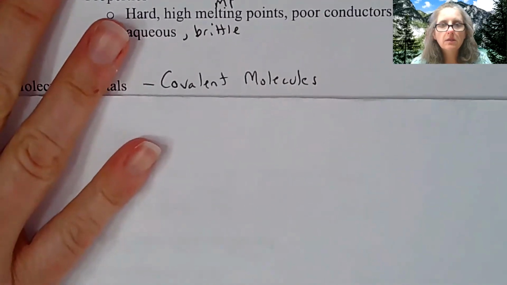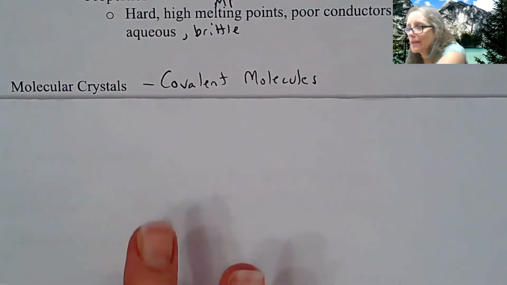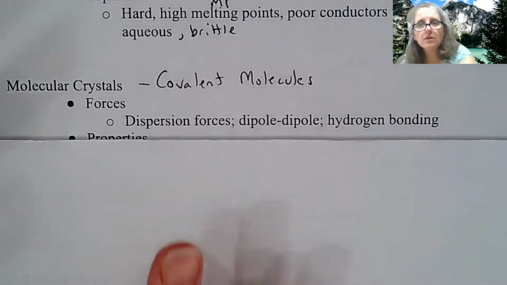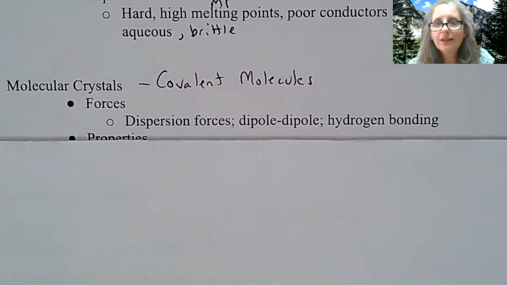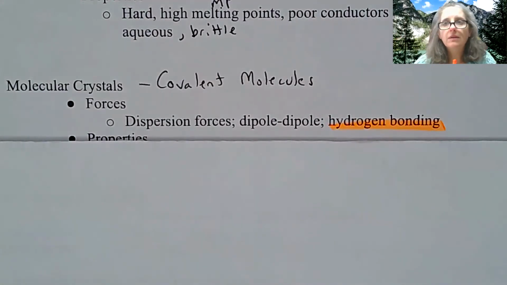So this is going to continue our discussion on solid structures. And so I'm going to start off with molecular crystals, or what we call covalently bonded molecules. These are held together by forces, mostly dispersion, but you could also have dipole-dipole and hydrogen bonding in these molecules. And of course, hydrogen bonding is going to be the strongest force in those molecules that we're talking about.